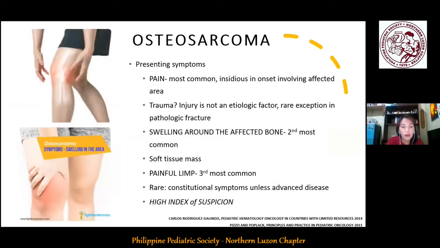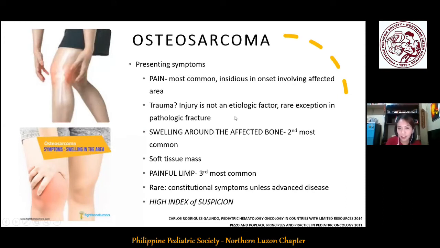So for the presenting symptoms, pain is the most common symptom, and 70% will present with pain as their only chief complaint. Onset of pain is often insidious, intermittent, involves the area affected by the tumor. It becomes continuous and more severe with time. And also, most patients will relate the onset of symptoms temporarily to trauma.